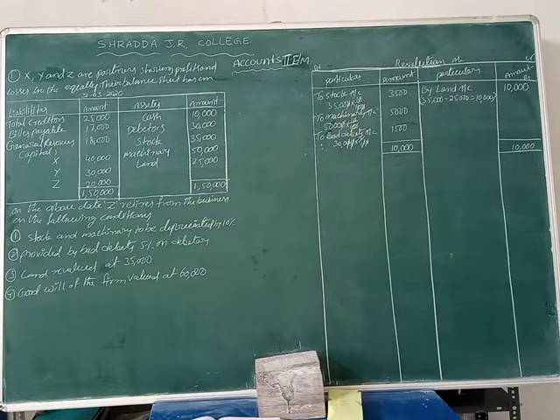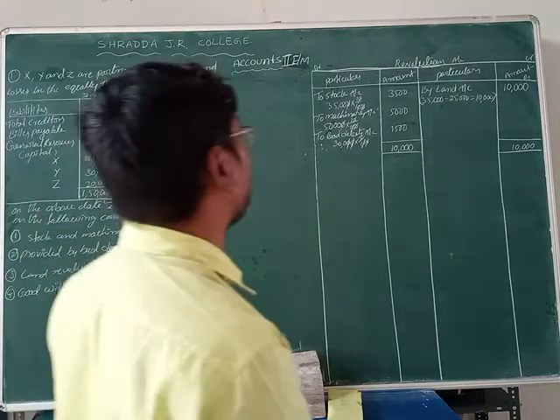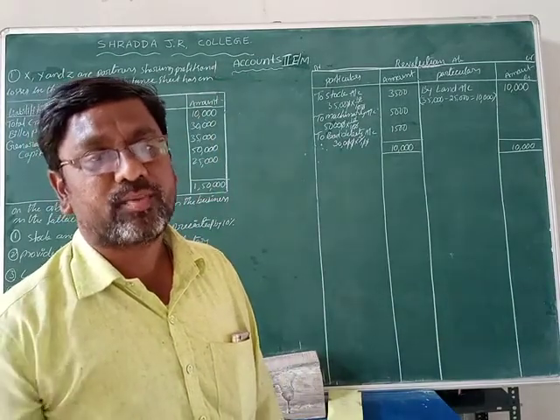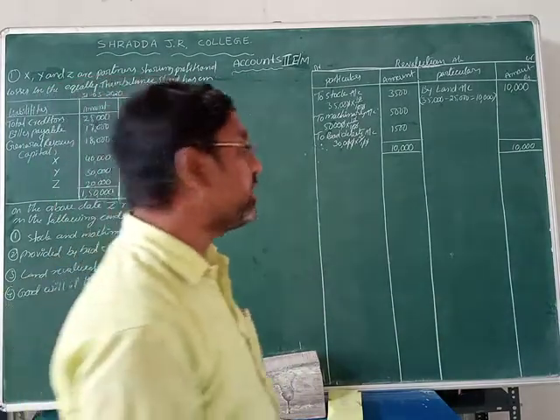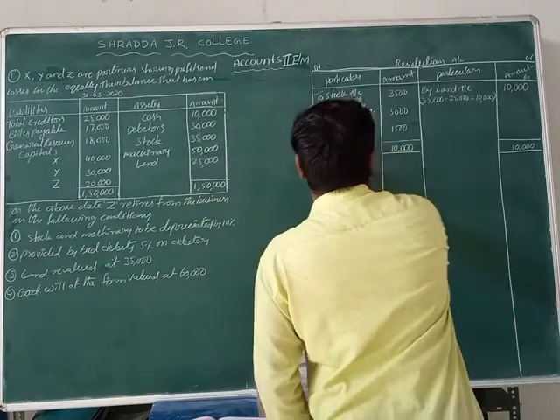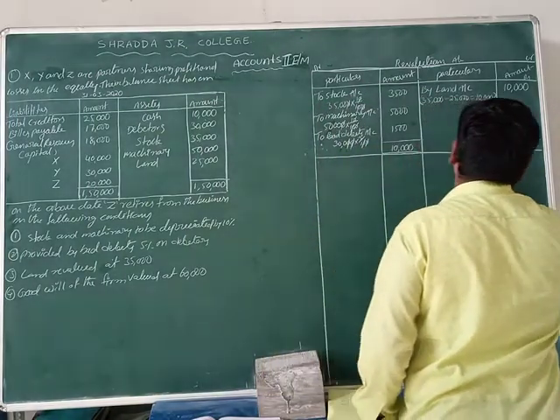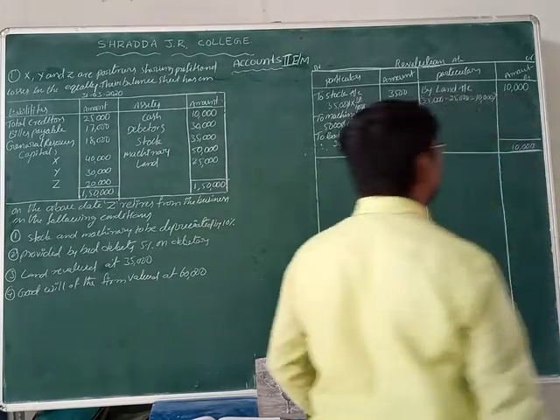If the debit side or the credit side has a balance below, then we can make the revaluation profit or loss. Here both sides are equal. So this is the revaluation account. It is completed, students. Now we are going to the next account. What is it?